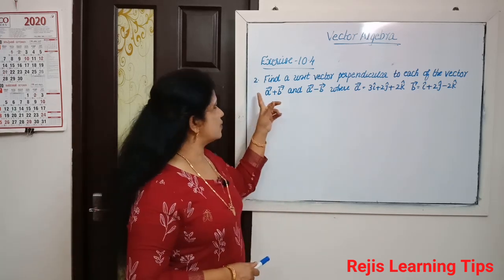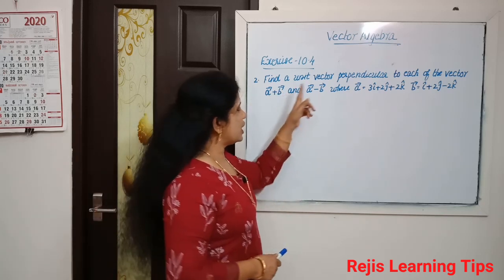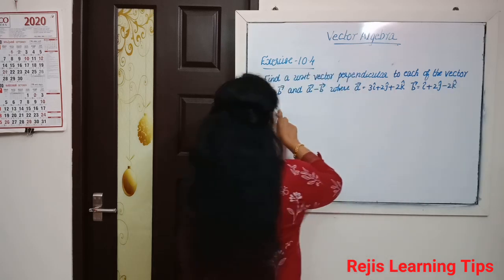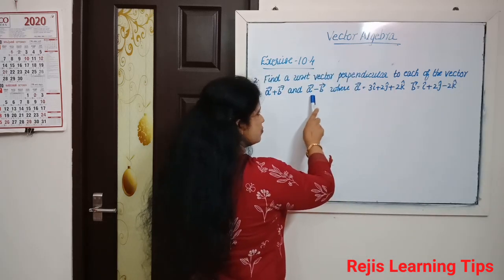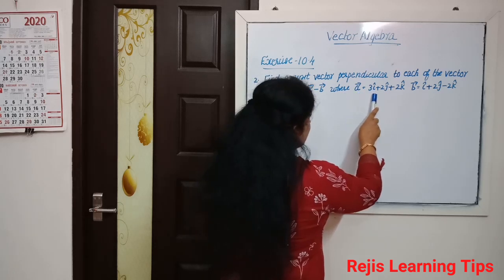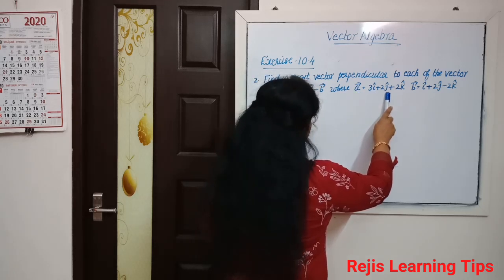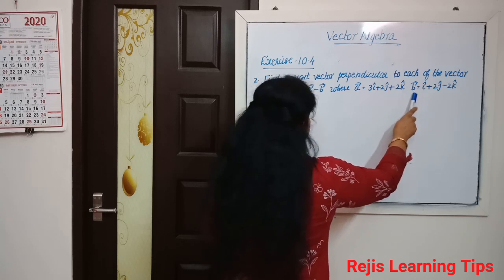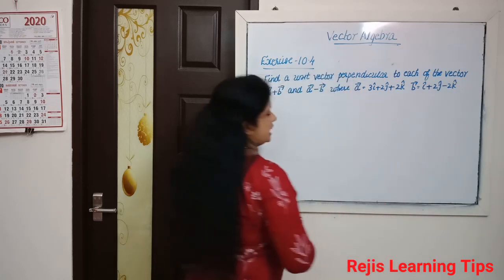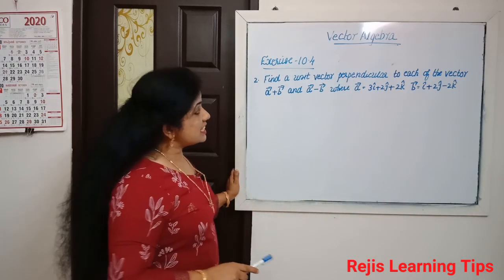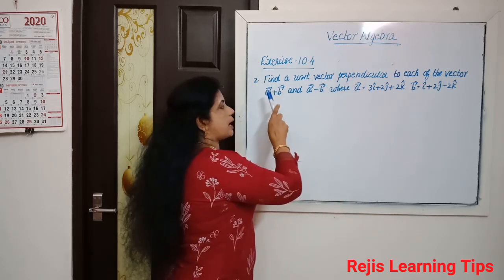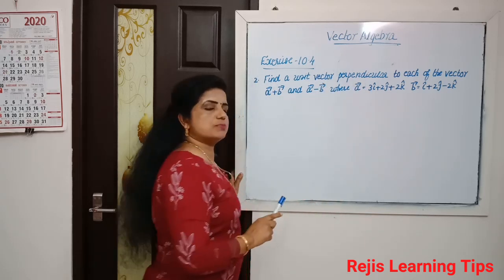Exercise 10.4, second question. Find a unit vector perpendicular to each of the vector a plus b and vector a minus b, where vector a is equal to 3i cap plus 2j cap plus 2k cap, vector b is equal to i cap plus 2j cap minus 2k cap. Find a unit vector perpendicular to each of the vector a plus b and vector a minus b.